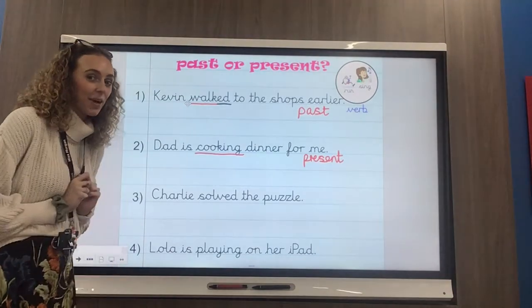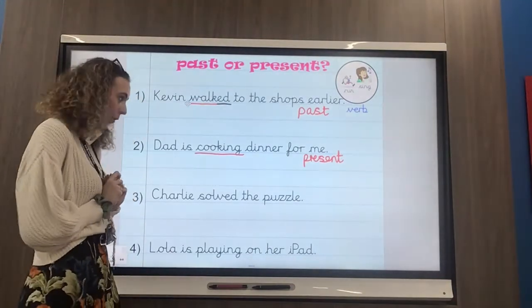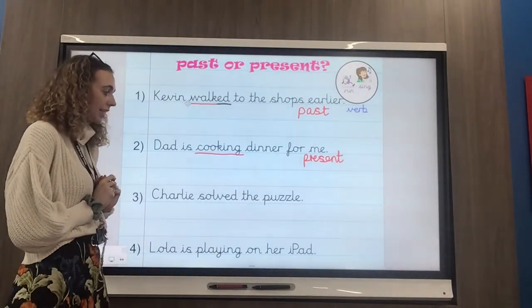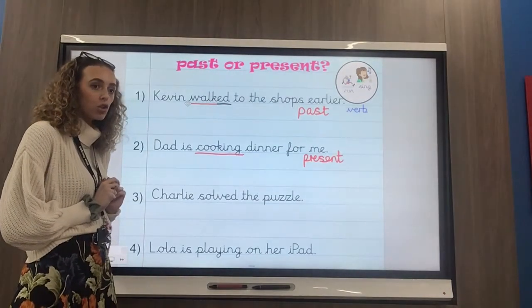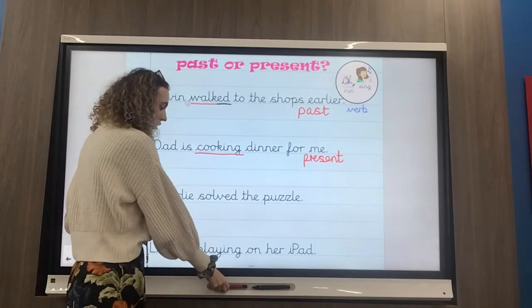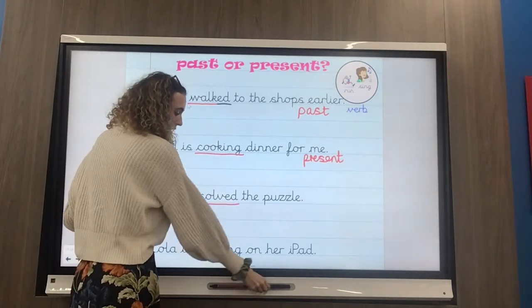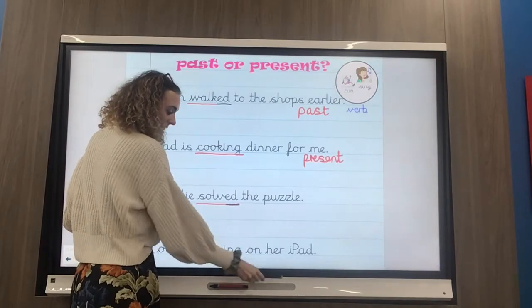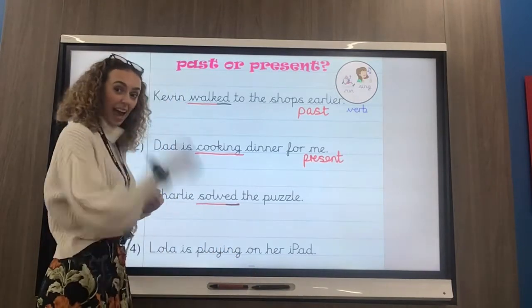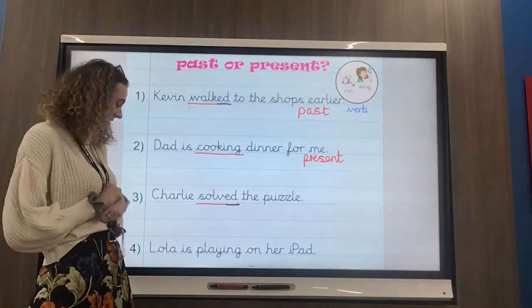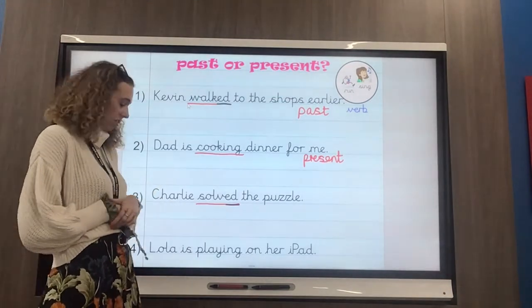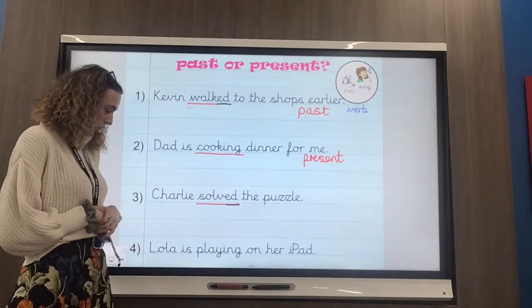Okay, I hope you've had a go at them, year 3. So let's look at number 3 quickly together. Charlie solved the puzzle. My verb is solved because he solved something. And what does my verb end in? Ed. So what does that mean? It happened in the past tense. It's already happened.